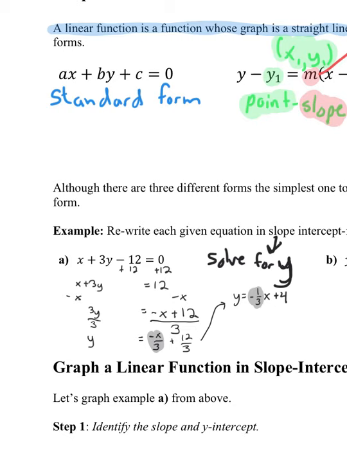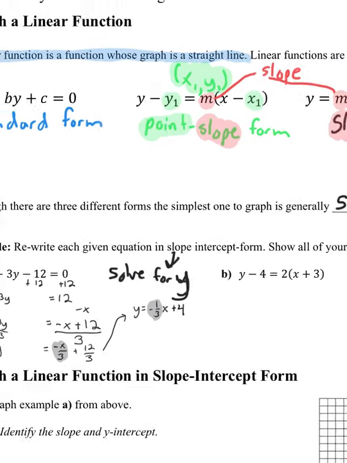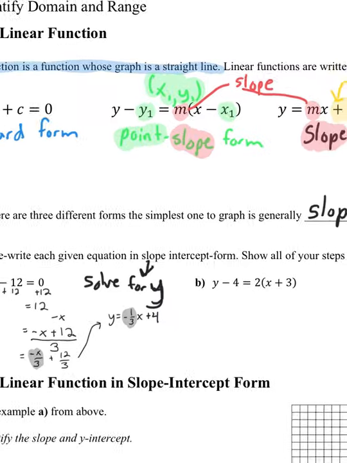Because negative x over 3, you can always say that there's a 1 times x. So that's what we're doing there. We're just showing that the 1's there, even though it doesn't have to be written explicitly. Okay, that's the first example, example A.